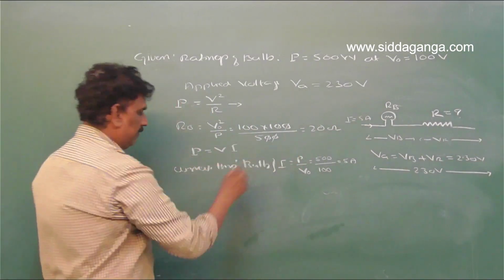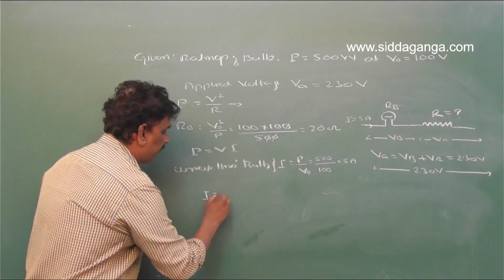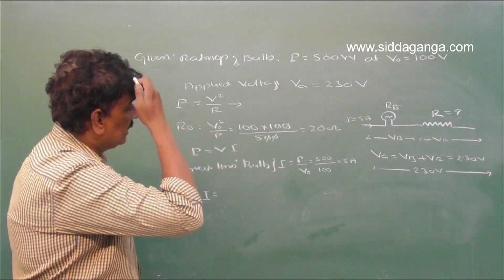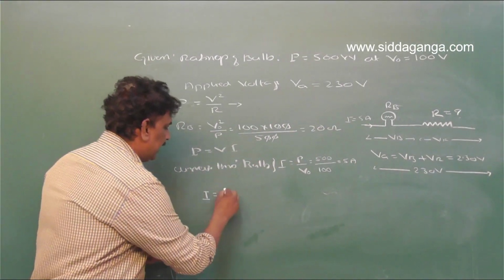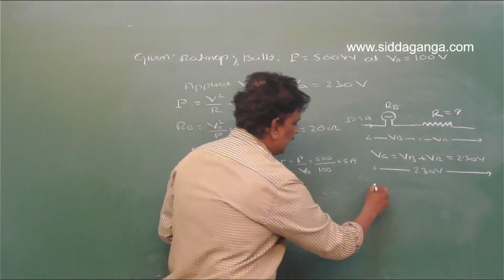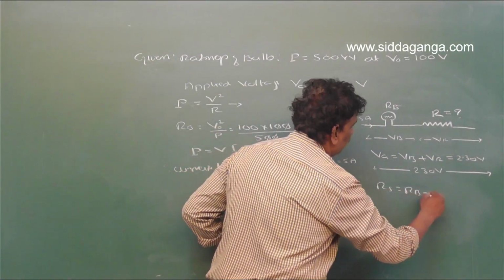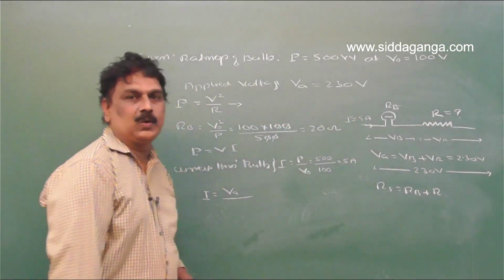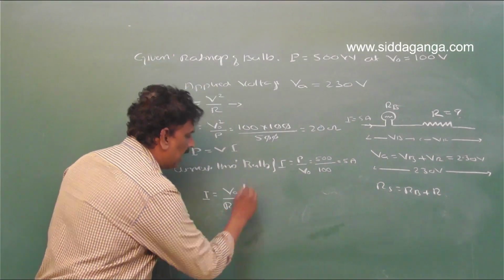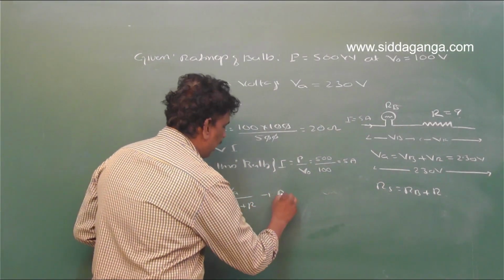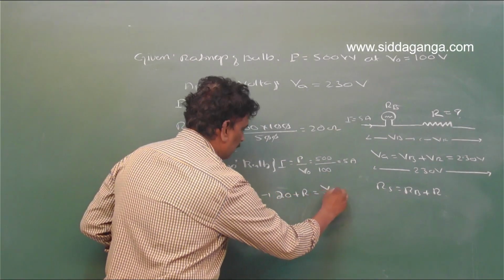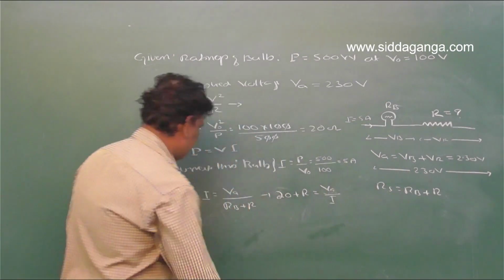Now we have the current flowing through the circuit involving the bulb and a series resistor. So I is equal to applied voltage by total resistance, right? Total resistance R is equal to RB plus R, because the two resistors are connected in series. So RB, that is 20, plus R is equal to VA by I.